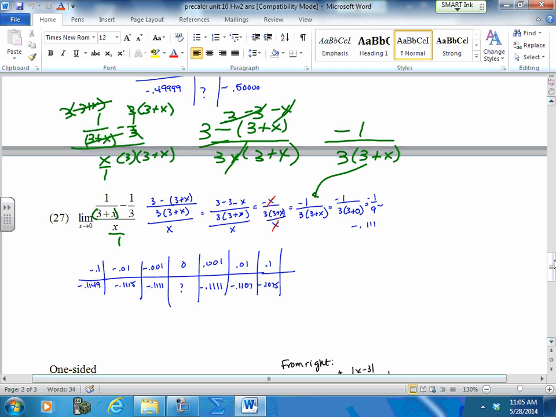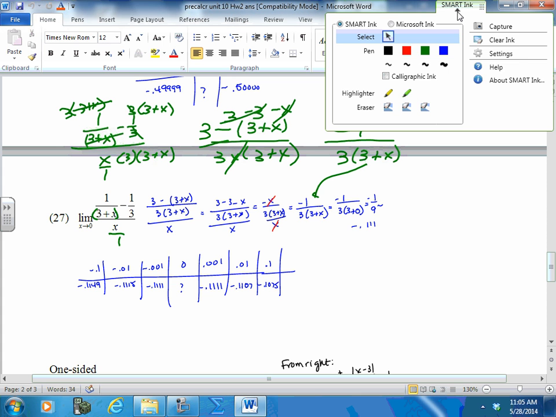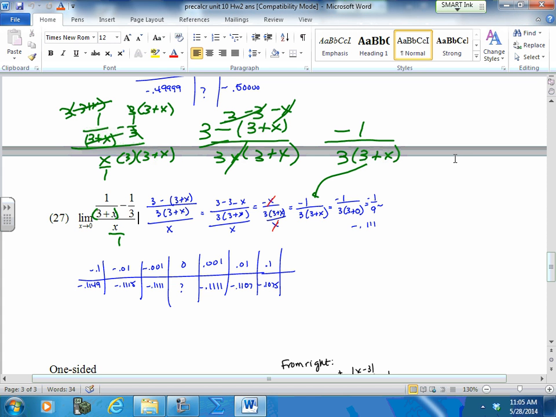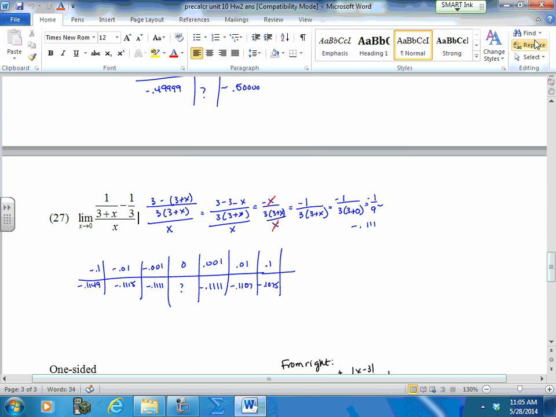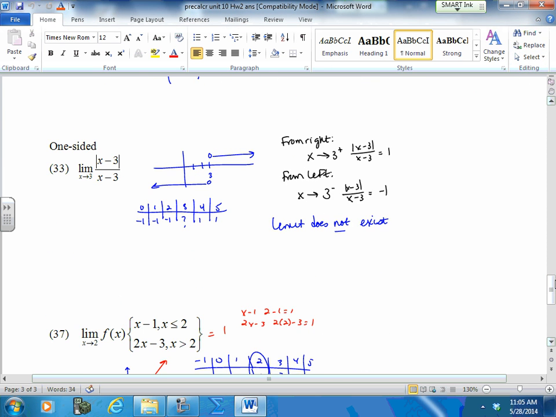Good? This is a tougher section. Are you good with this or no? This part here, again, algebraically, we can't solve that with the 3 in the denominator. That's where your restriction is. So it's easier to solve this one using your graph.